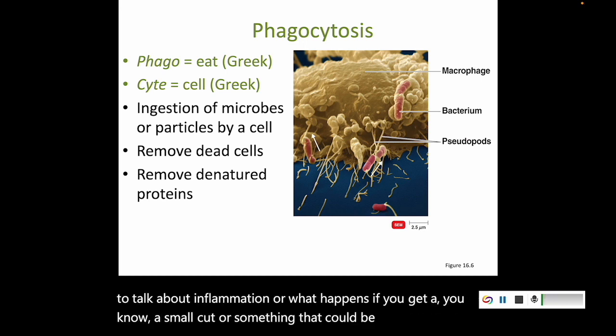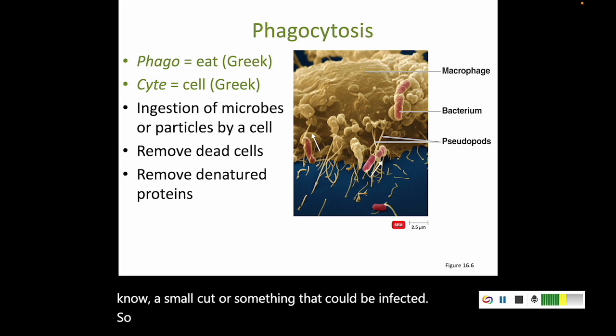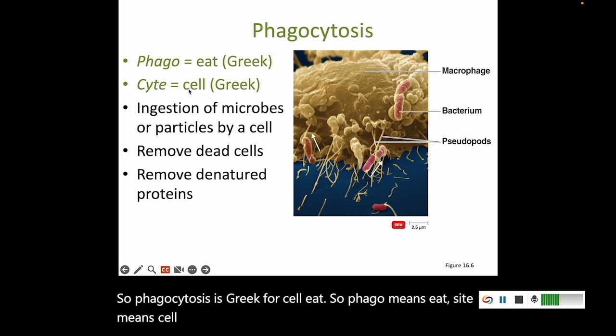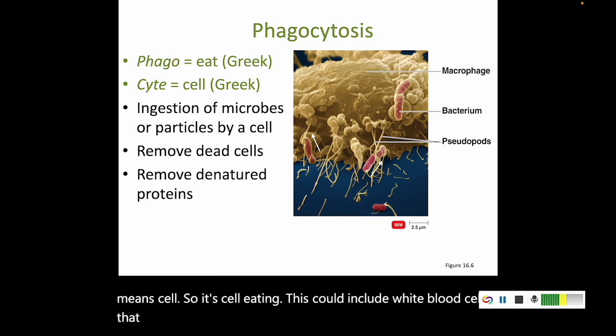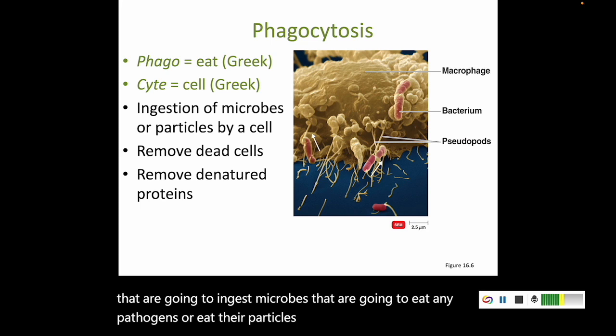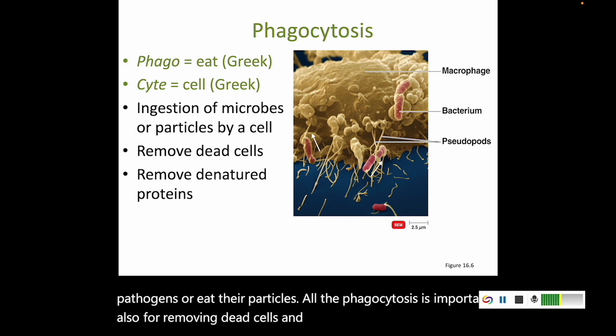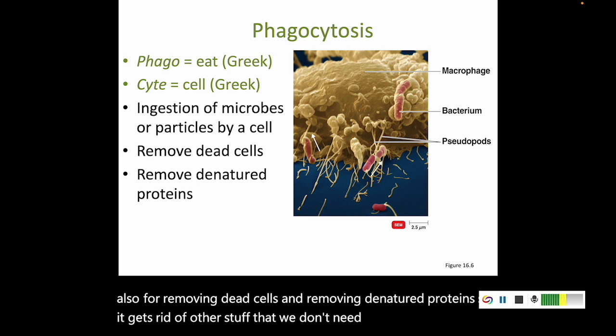So phagocytosis is Greek for cell eat. So phago means eat, cyte means cell. So it's cell eating. This could include white blood cells that are going to ingest microbes, that are going to eat any pathogens or eat their particles. Although phagocytosis is important also for removing dead cells and removing denatured proteins. So it gets rid of other stuff that we don't need cluttering up our body.